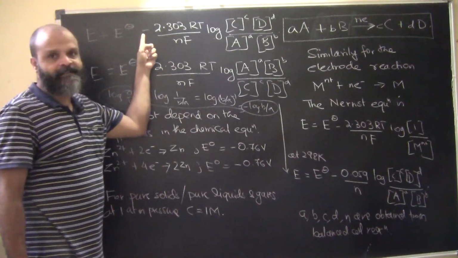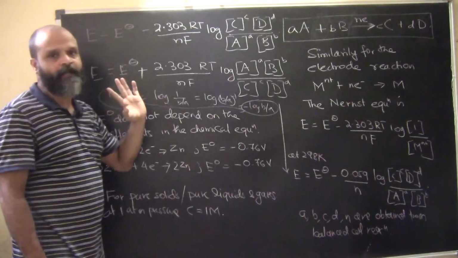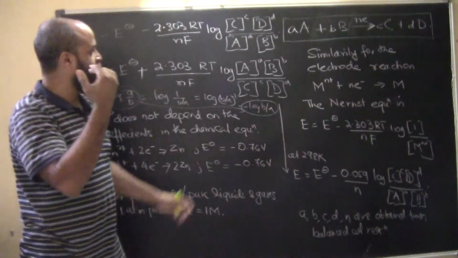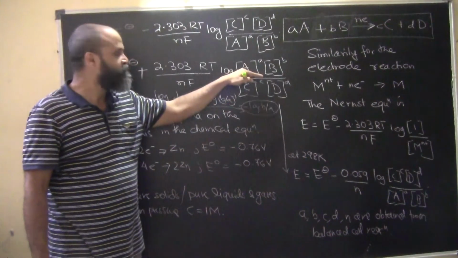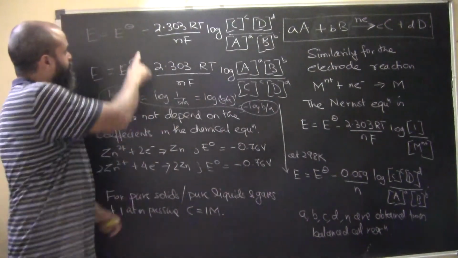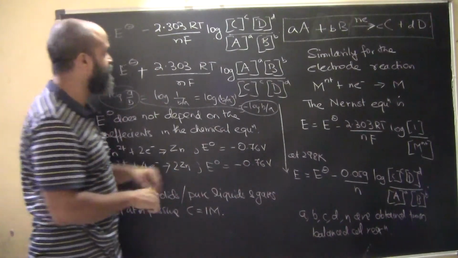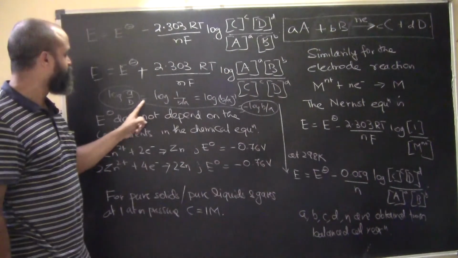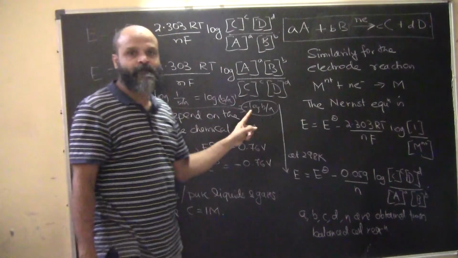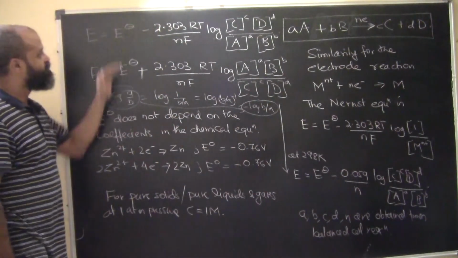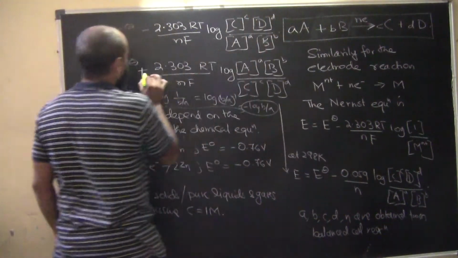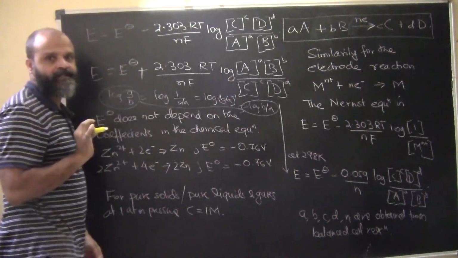So obviously we had a minus sign here, but this will give you a minus minus, so this will become plus. So in case you are given an equation wherein the products are written as denominator and the reactants are written as the numerator, then in place of a minus you will just have a plus. I hope this is clear. Just as log A by B is equal to log 1 by B by A, which basically means minus log B by A, that is what is getting followed here. Now this gets converted into plus.